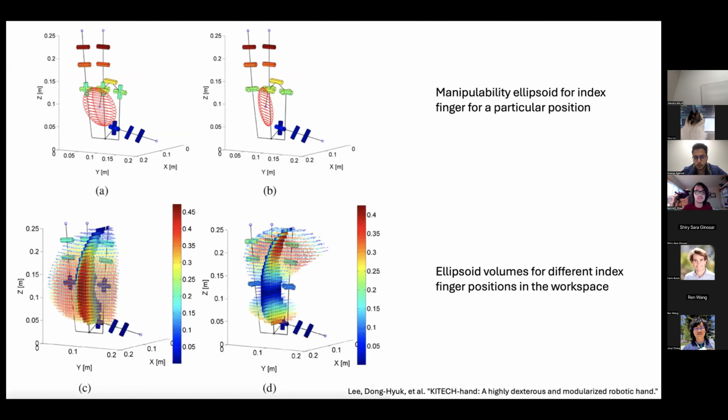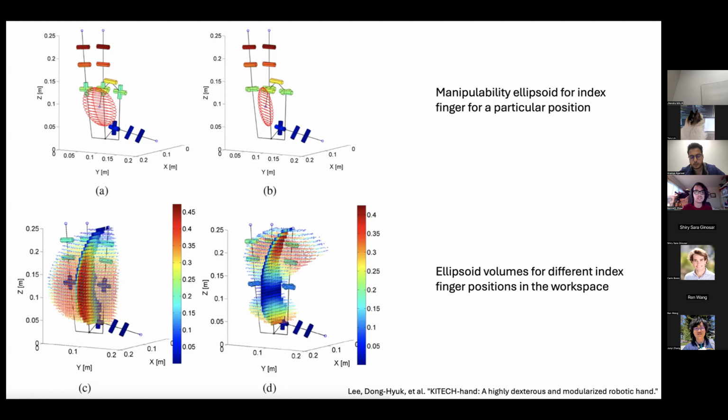You can also plot the distribution of manipulability volumes across the workspace. So here, the intensity of the color at each point represents the volume of the ellipsoid at that particular point. And you can see that for the hand on the right, towards the middle of the palm, you get very little manipulability, whereas on the left, you get more manipulability. So this implies that the left design is better than the right one, at least as far as this dexterity metric is concerned.